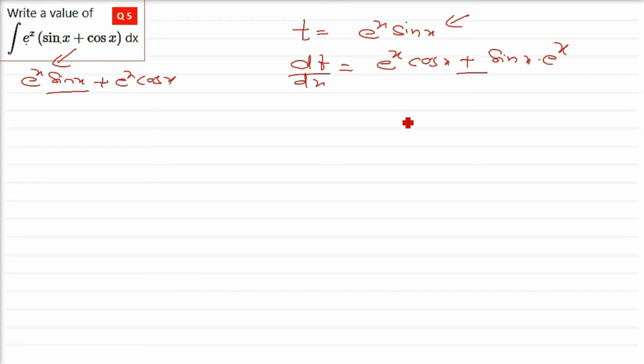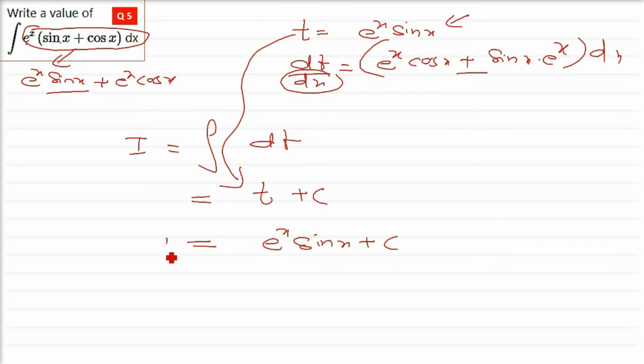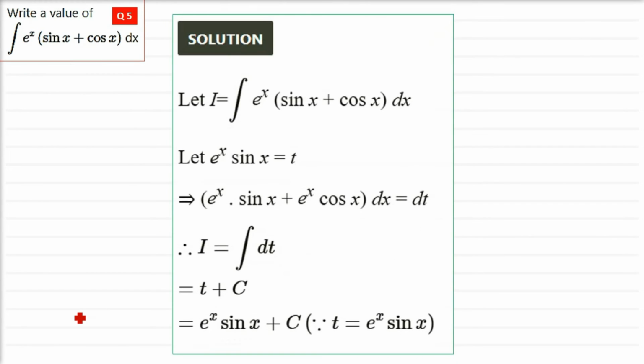Now you see the similarity, actually this whole is dt only. So the whole expression we have actually got after putting t equals e raised x sin x. So this whole will be simply dt, and the integration of dt is simply t, so this will be t plus a constant of integration. This t is e raised x sin x, which we initially imagined. e raised x sin x plus c is the final result. Now this is how you are going to write it, and all these symbols are your responsibility, which I show you.